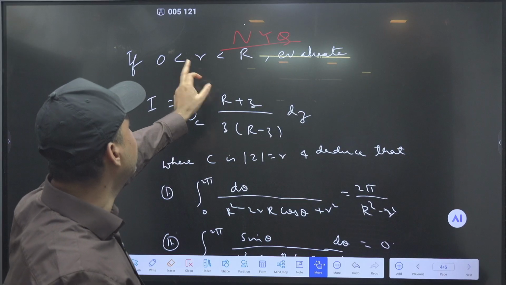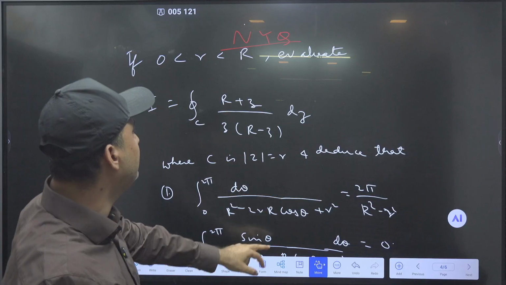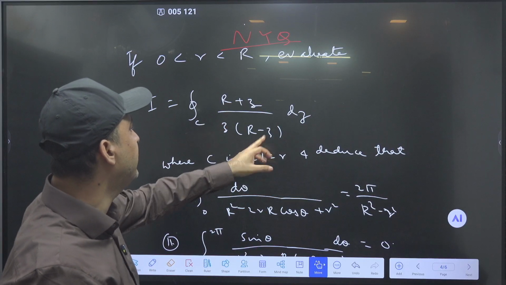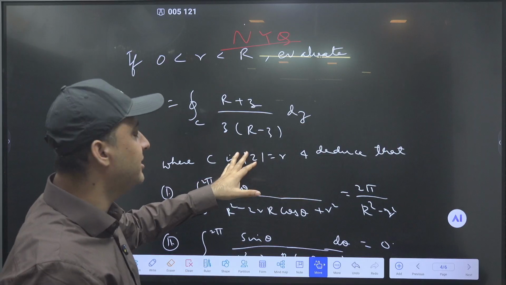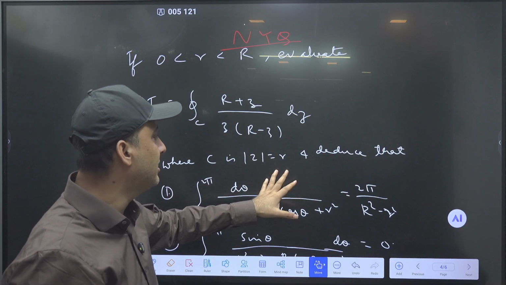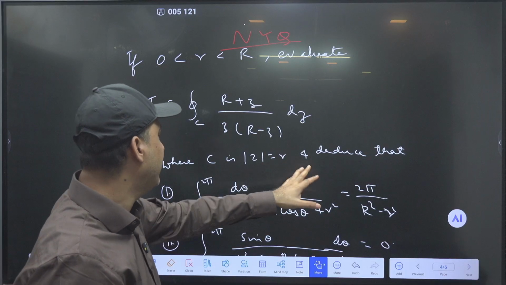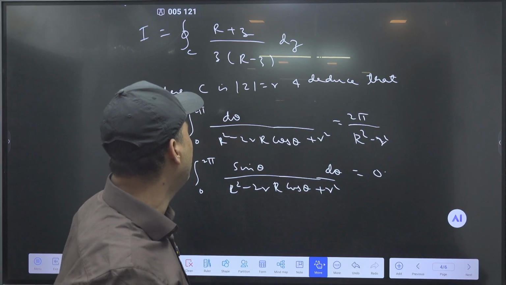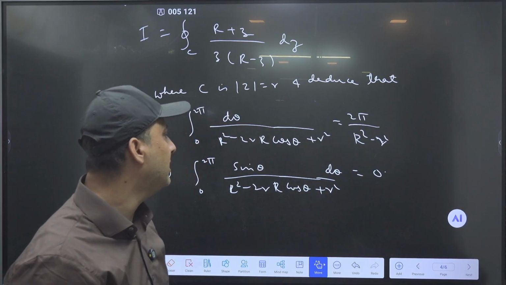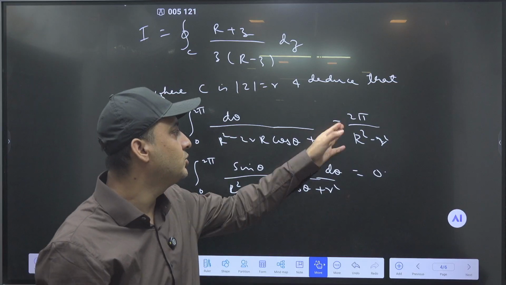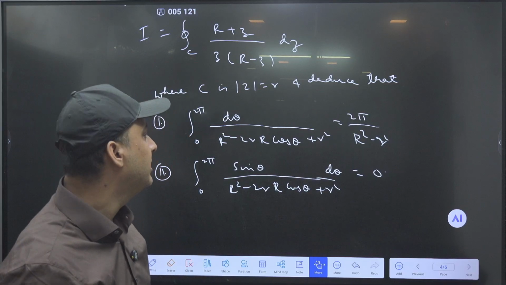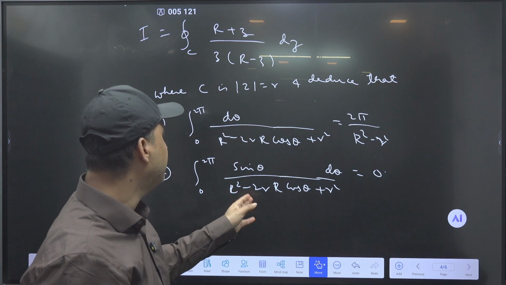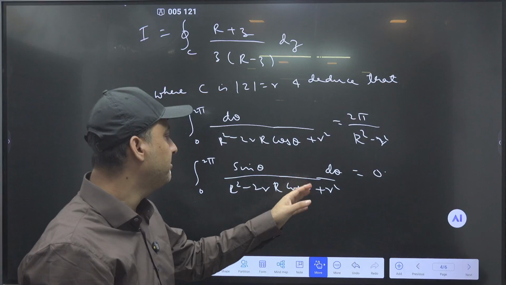So small r is between 0 and capital R. We have to evaluate this integral (R plus z) upon z into (R minus z) dz, where c is a circle of radius small r. Okay, and you have to deduce that the integral from 0 to 2 pi d theta upon R square minus 2r R cos theta plus r square is 2 pi upon R square minus small r square. Secondly, the integral from 0 to 2 pi of sin theta upon R square minus 2r R cos theta plus r square is equal to 0.